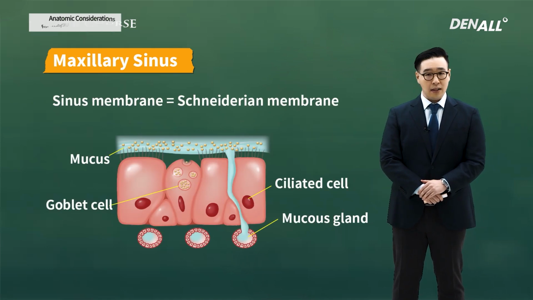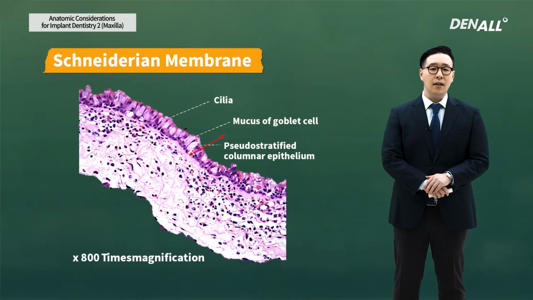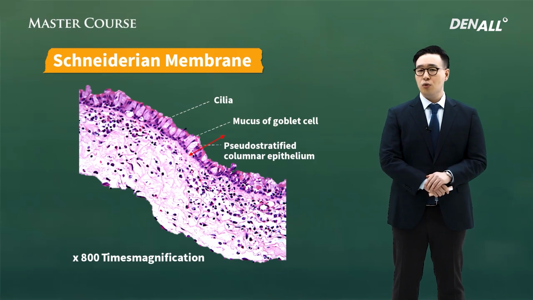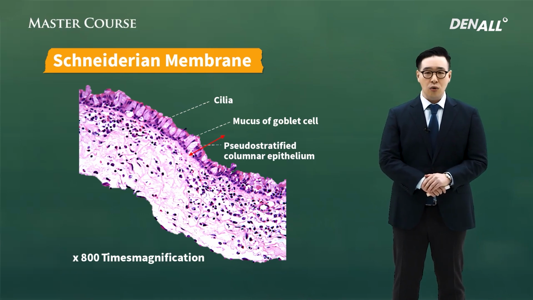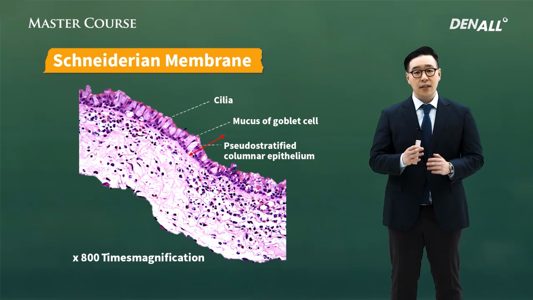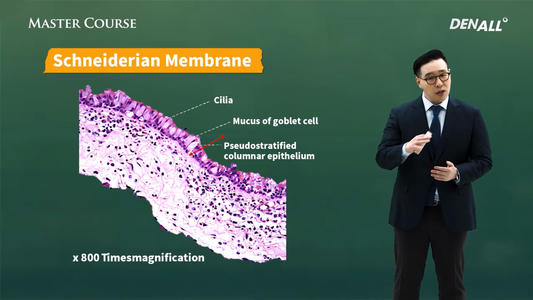And this sinus membrane, which is also called the Schneiderian membrane, has a lot of mucous glands, and it is called pseudostratified columnar epithelium. And from the goblet cells, a layer of mucus is always formed on top, so the incoming air becomes moist, and the mucus actually cleans the inside.